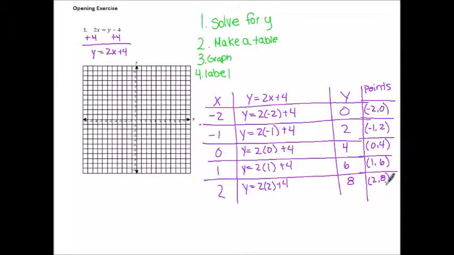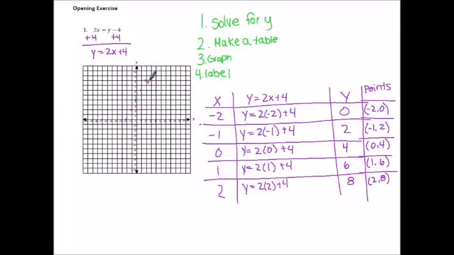Now it's a lot easier to just look at our points and graph them. We already have our x and y axes labeled, so we can go ahead and graph. I'm just going to use one unit as one number. I'm going to go over -2 and up 0, so I can plot that. Then (-1, 2), (0, 4), (1, 6), and (2, 8).